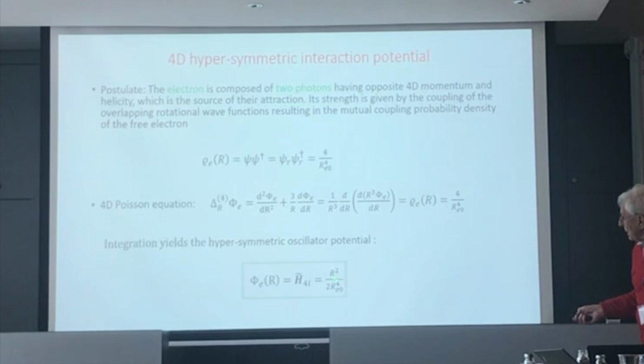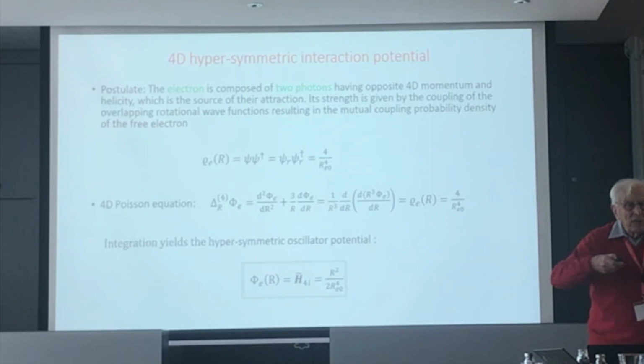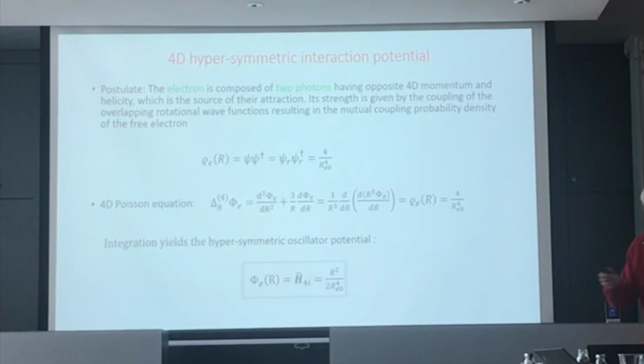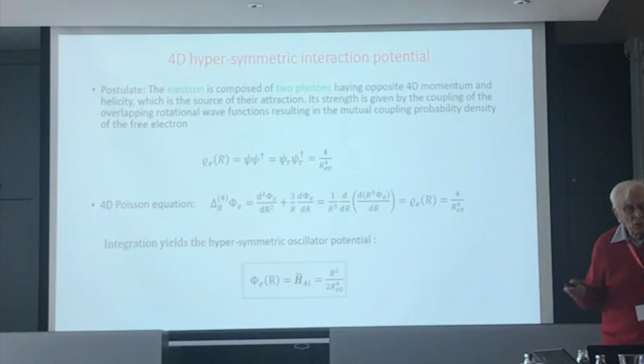Now you see, that means that if the particles were rotating around with the velocity of light, they would be on the light cone, and r square would be zero. But I say it differs a little bit. And so then I get attraction.